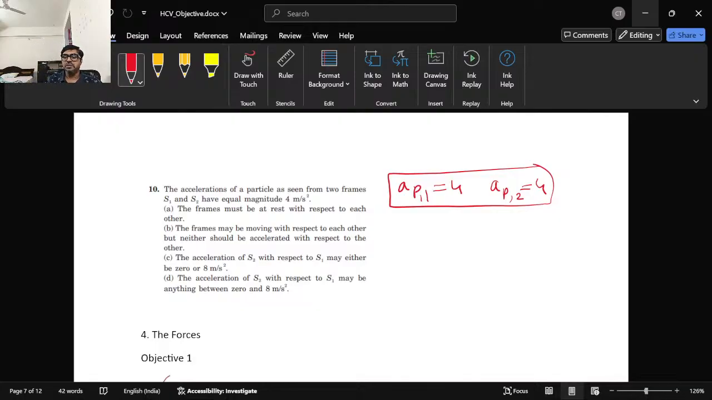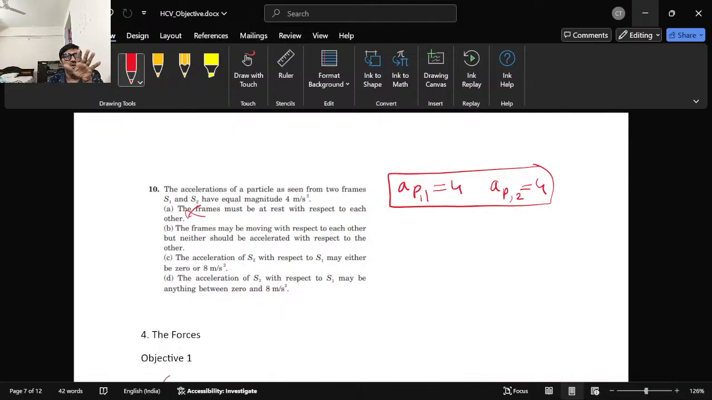Not necessary. One may be moving with constant velocity, other may be stationary, or maybe both may be moving with constant velocities in different directions. Still they may have zero acceleration. So when they have zero acceleration with respect to each other, the particle may have equal acceleration. So frames must be at rest, not necessary. The frames may be moving with respect to each other, but neither should be accelerated with respect to each other. That is also not required.